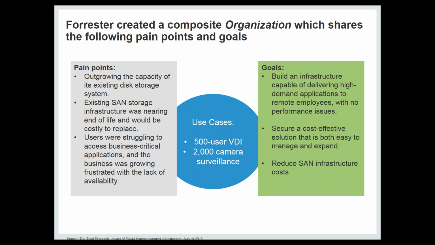The composite organization uses common attributes of the 6 interviewed customers, including their pain points, their goals, and objectives. There were common pain points, goals, and objectives across all 6 customers. So each reader of the full case study will find that they share a lot of the attributes of the composite organization we used in our TEI case study. Great, thank you.